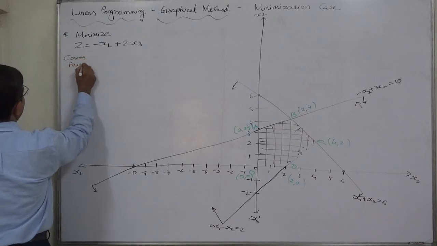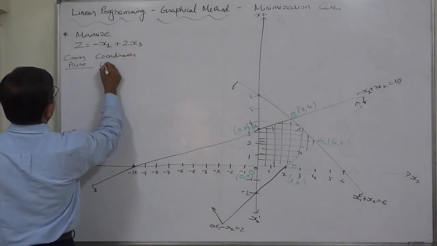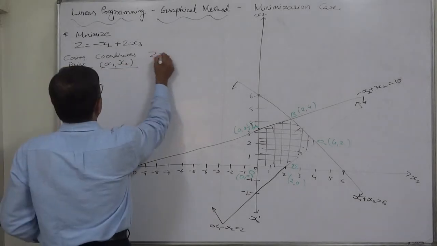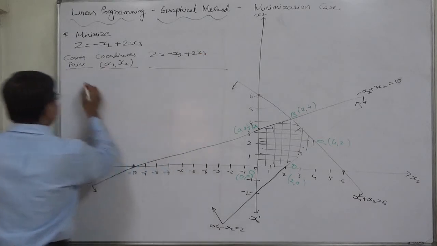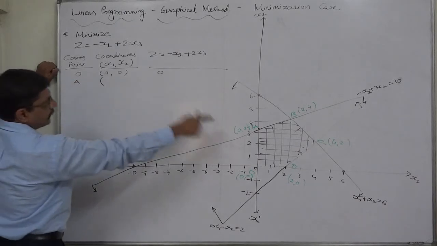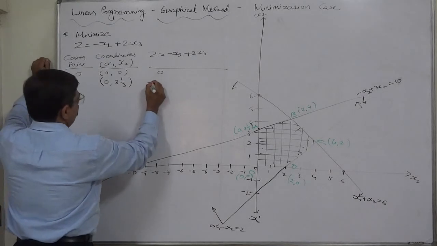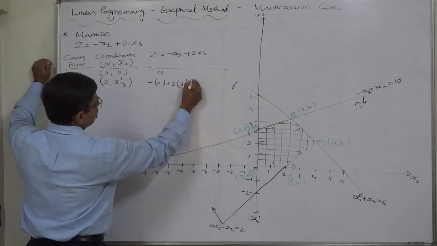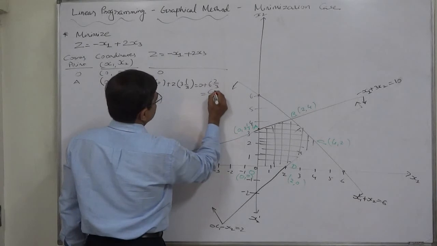Corner point, coordinates, and value of z equals minus x1 plus 2x2. Let's check. O, 0, 0, 0. A, 0 and 3 and 1/3: minus 1 into 0 plus 2 into 3 and 1/3, so 0 plus 6 and 2/3. That will be 6 and 2/3.